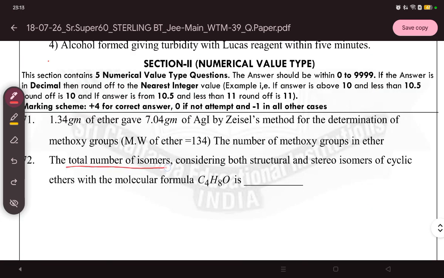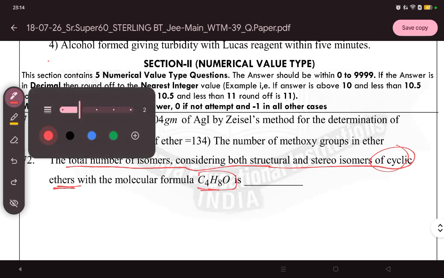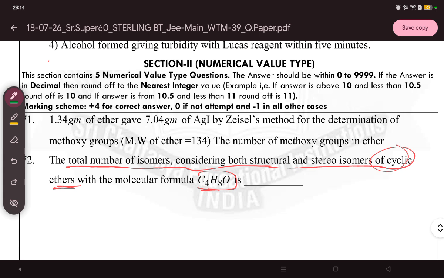The total number of isomers, considering both structural and stereo, of cyclic ethers with molecular formula C4H8. If 4 carbons are in the ring, then its structure is this one. In that, 3 carbons are present in the cyclic ring, and the methyl may be present at a position adjacent to the oxygen, or it may be opposite to the oxygen.